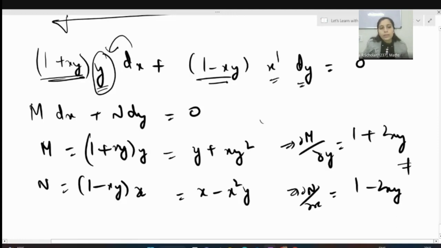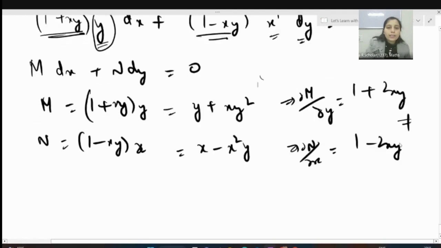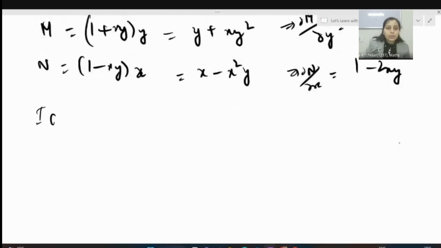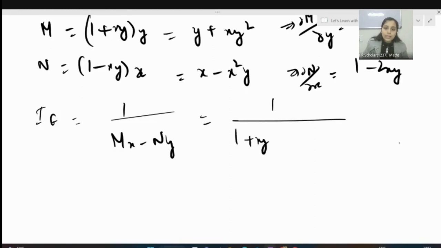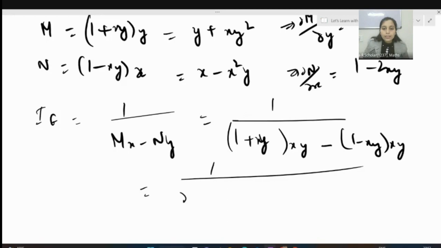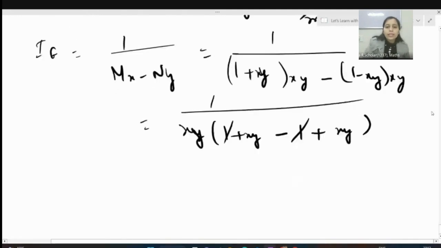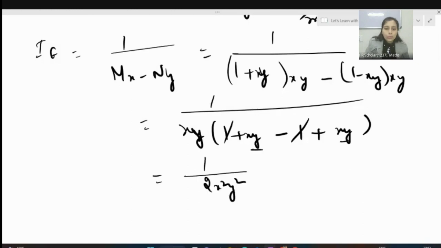So from here, we have the integrating factor of this type equal to 1 upon (Mx minus Ny). So getting Mx minus Ny, when we multiply M by x and N by y, we get this, and from here taking xy common, (1 plus xy) minus (1 minus xy), the 1s cancel, and we get 1 upon 2 times xy into xy. So 1 upon 2x squared y squared. This is the required integrating factor.